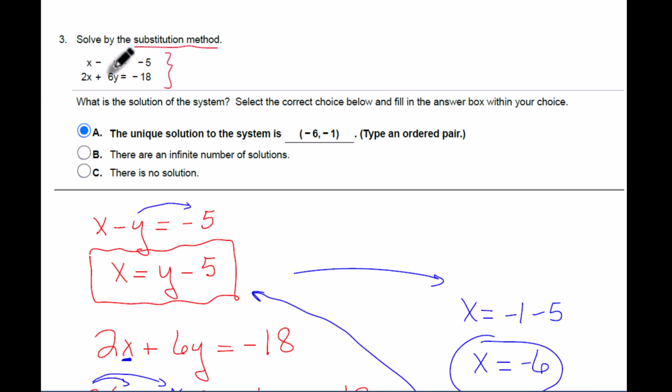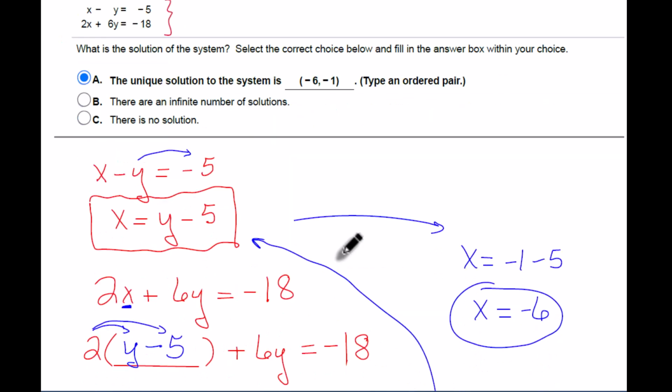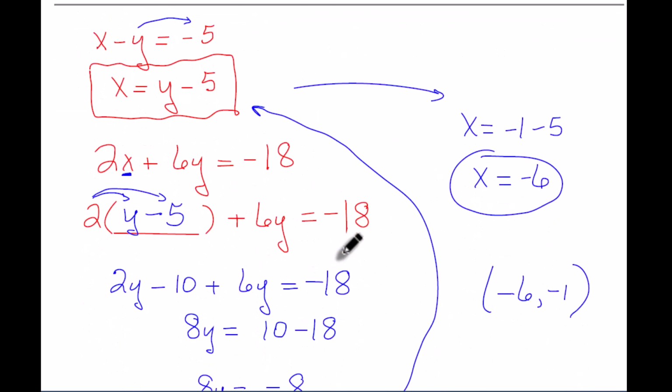Well, I'm thinking if I move this minus y, I could have x by itself. So that seems good. So I do that. I move the y. It's a minus, it's now a plus on the right. And so what do I do? I substitute that into the other equation.